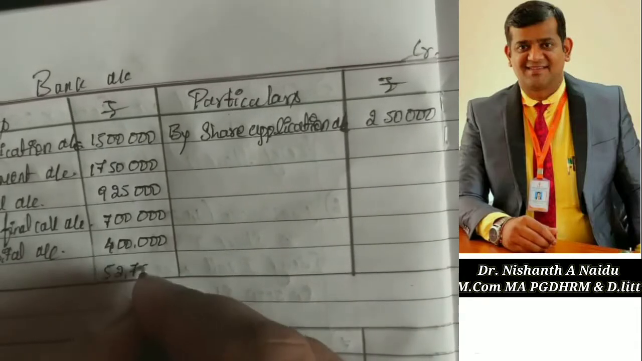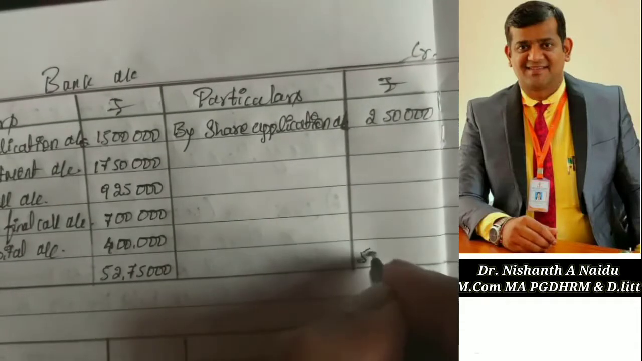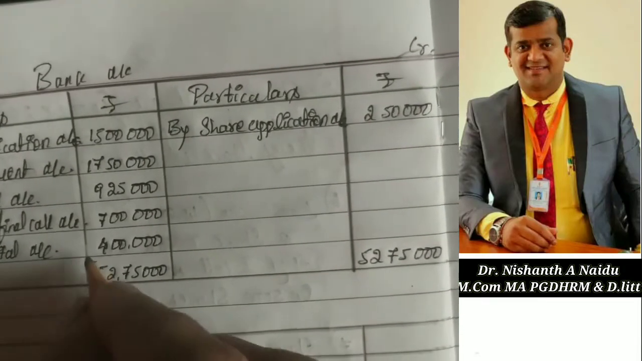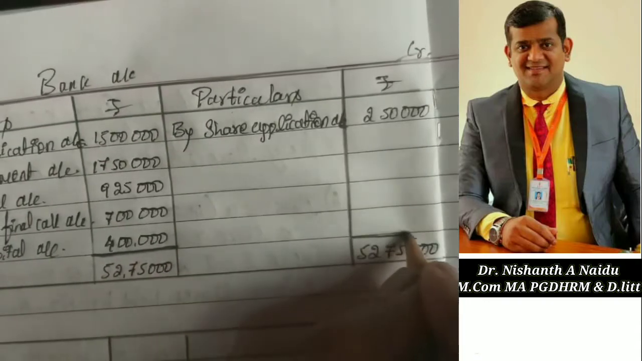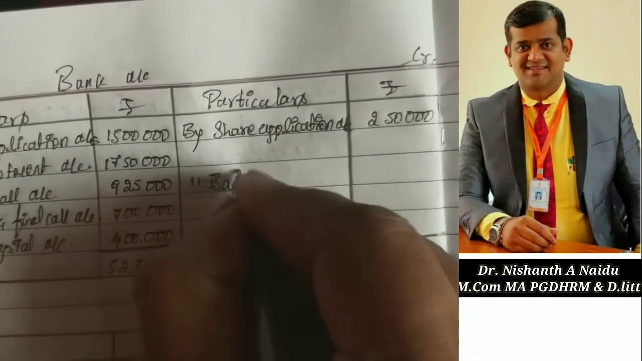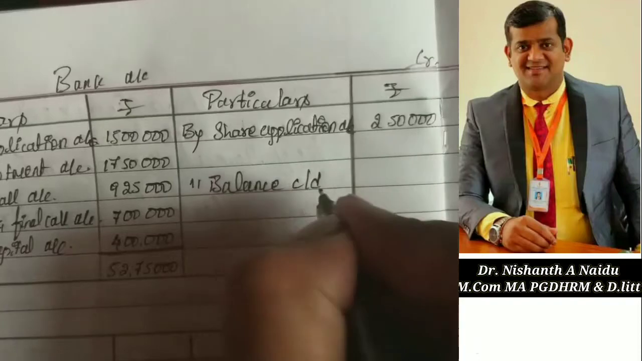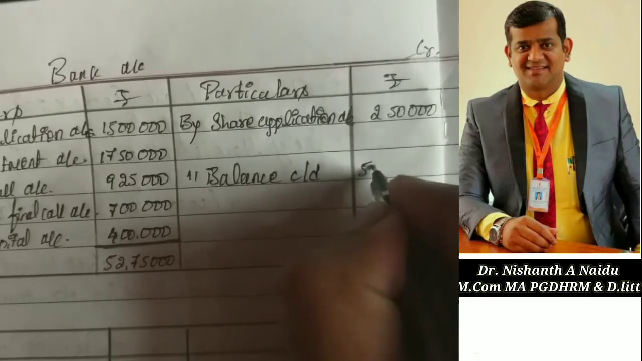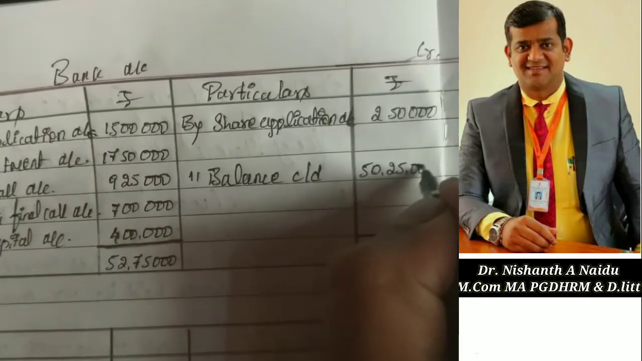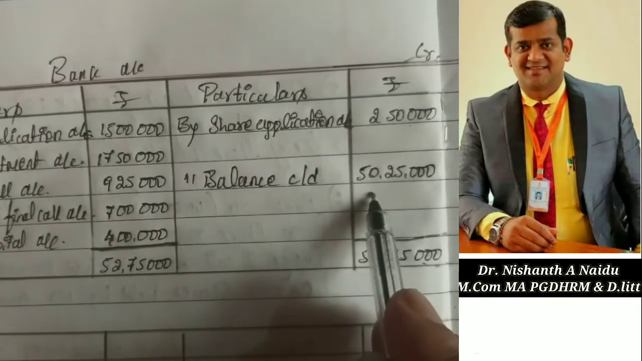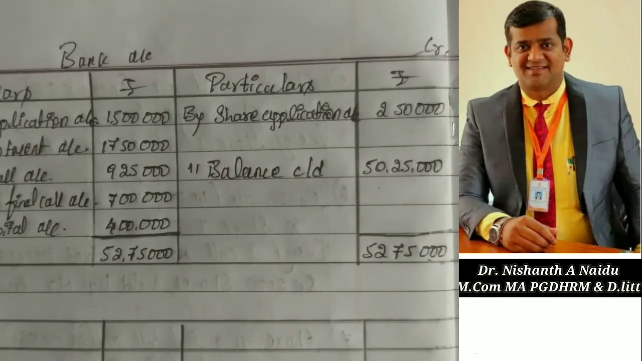52 lakh 75,000. Okay. So now in the total column, deduct 2 lakh 50,000 out of this. So by balance carried down, which is nothing but cash at bank, 50 lakh 25,000. How did you get it? 52 lakh 75,000 minus 2 lakh 50,000 is 50 lakh 25,000, which is the cash at bank. Okay, so we are done with the bank account.